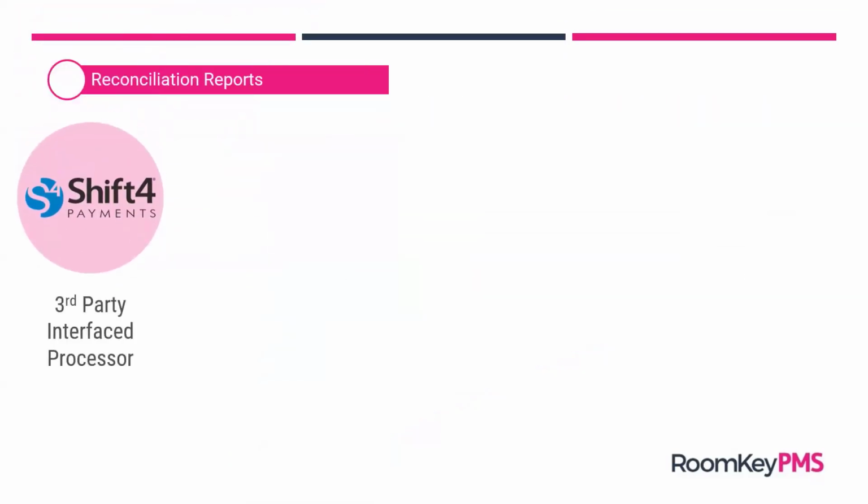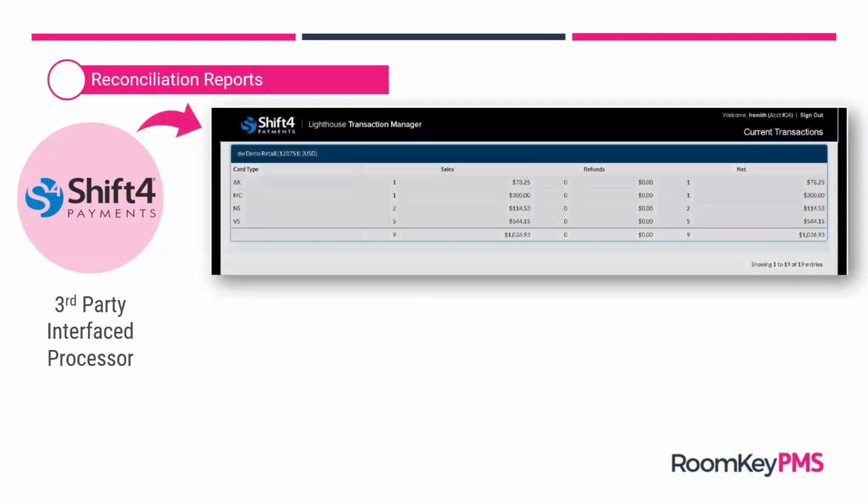The next type of reconciliation we'll look at is when you have a third-party interface processor similar to Shift4. So Shift4 I'm going to use as the example here. From Shift4, you would access your processor portal. Shift4 uses the term Lighthouse Transaction Manager. That's what their portal is called. So you'd have to log into their portal online and access their processing reports from that portal.